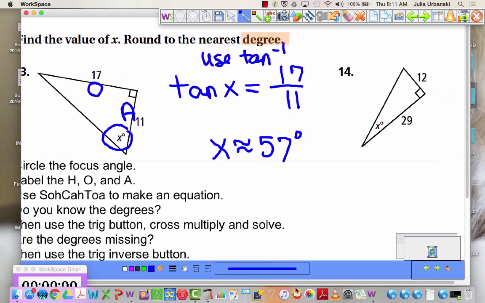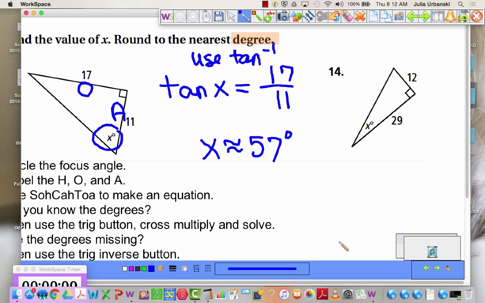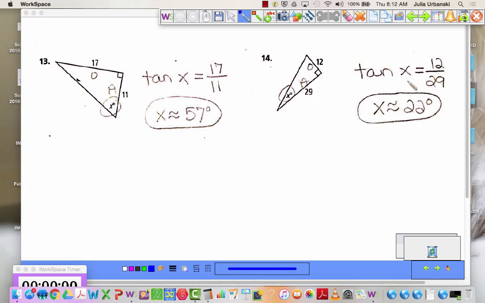Try number 14 completely on your own. Some of you did already. So what do we get for number 14? 22. Any questions? All right.